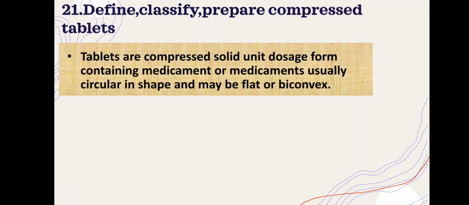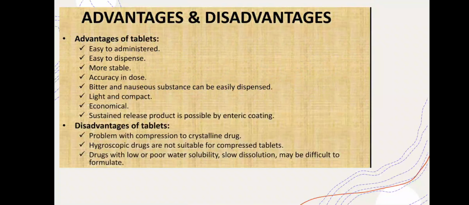Define, classify, prepare compressed tablets. Tablets are compressed solid unit dosage forms containing medicaments, usually circular in shape, may be flat or biconcave. Advantages: they are easy to administer, easy to dispense, more stable, accurate in drug dose, and bitter and nauseous substances can easily be dispensed. Disadvantages: problem with compression of crystalline drugs.